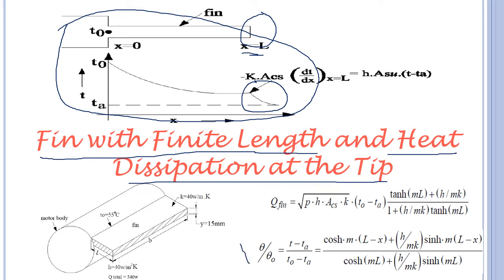Here we can find the formula for the temperature variation, that is, the dimensionless temperature variation in the fin, and this is the formula related to heat transfer by means of a fin of finite length with heat dissipation at the tip. And this is a sketch of one figure on which we have to solve one numerical, and for that the figure is available for a motor body. So friend, quickly start with the next case, that is fin with a finite length and heat dissipation at the tip.